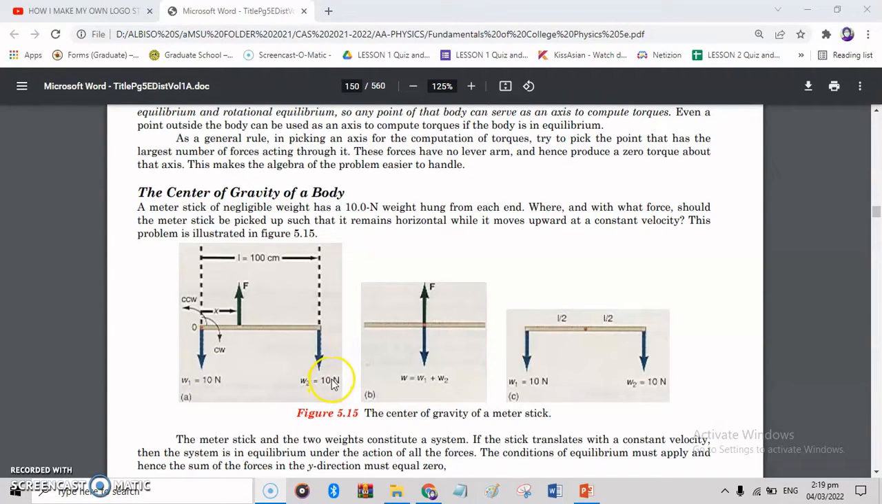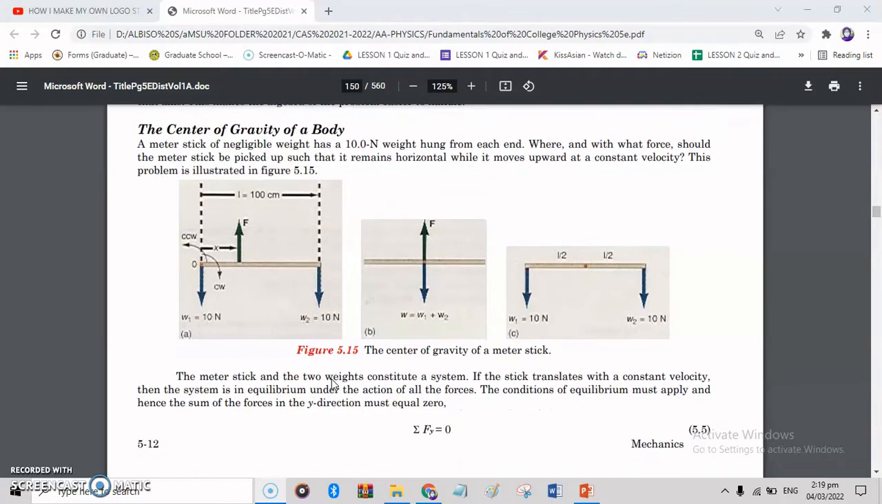Okay? So, paano mo malalaman kung saan yung center of gravity ni meter stick? Simple lang, sa gitna. Okay? Sa gitna ng meter stick. So, this can be where sa illustration B is kung saan yung weight. Okay? So, the weight 1 and the weight 2, okay, must be at the end, no?